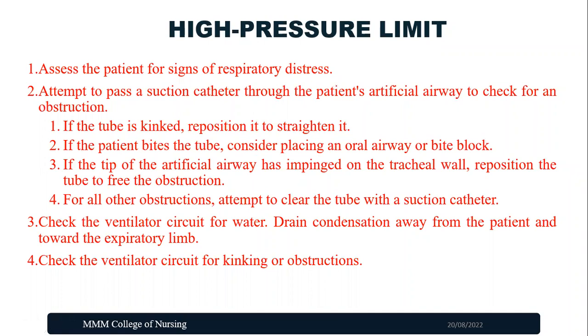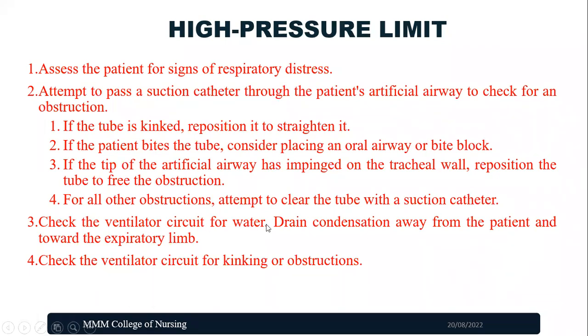High pressure limit. Assess the patient for signs of respiratory distress. Attempt to pass a suction catheter through the patient's artificial airway to check for any obstruction. This can be due to the tube being repositioned to straighten it. If the patient bites the tube, consider placing an oral airway or bite block. The tip of the artificial airway has impinged on the tracheal wall, reposition the tube to be free of obstruction. For all other obstruction, attempt to clear the tube with a suction catheter.